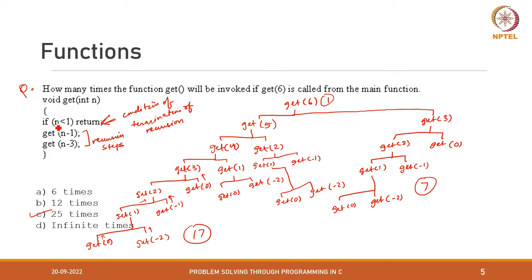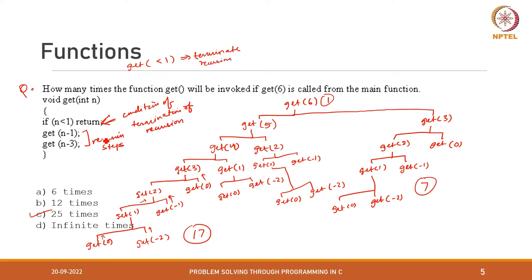So first we mentioned the termination condition, and here the termination condition is that if get of anything less than 1 is called, then the recursion will terminate there. If get of anything less than 1 is called, then this is where the recursion will terminate. It will start returning back from here. It will not continue any further recursions.